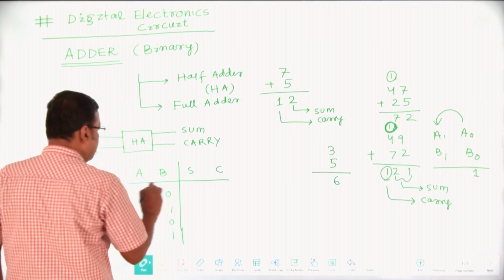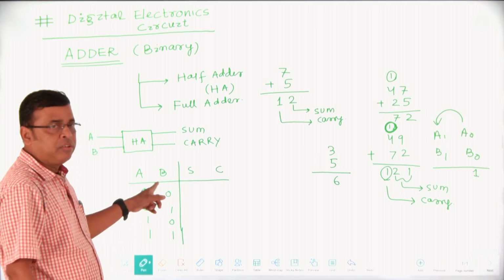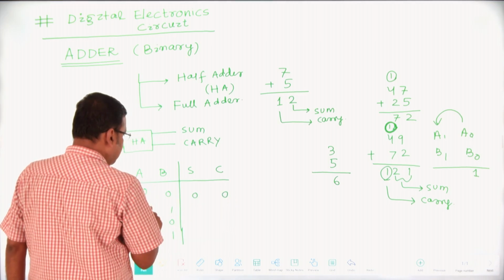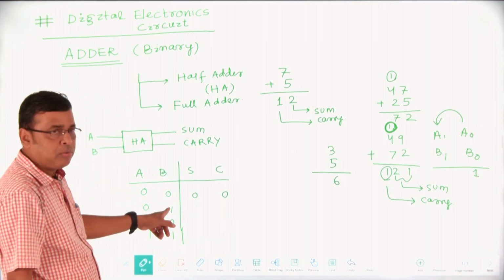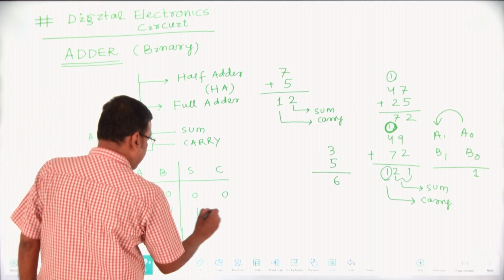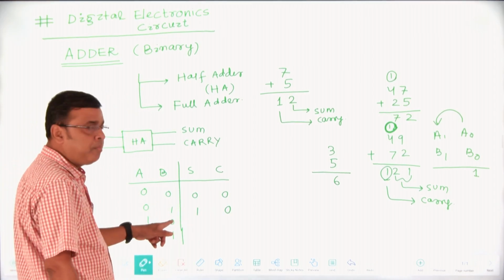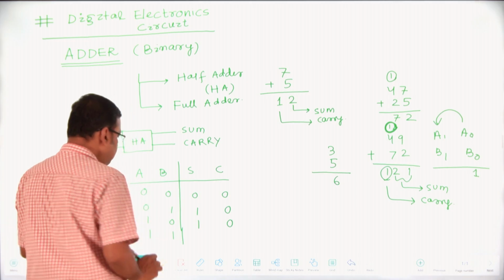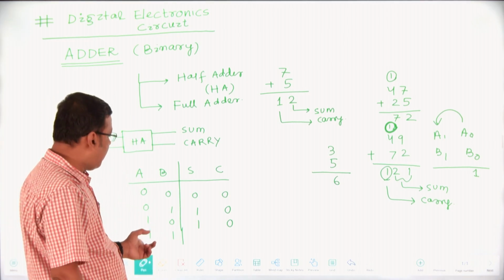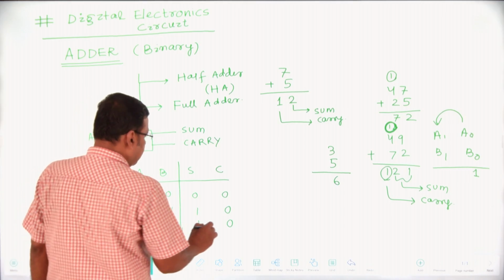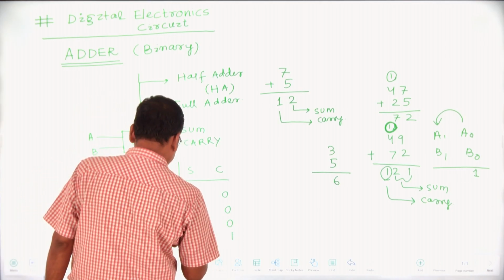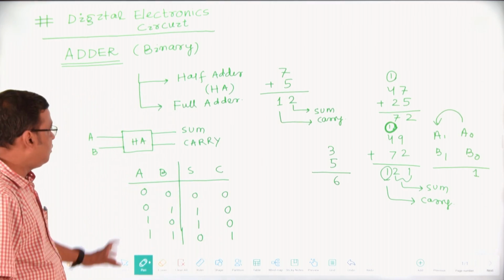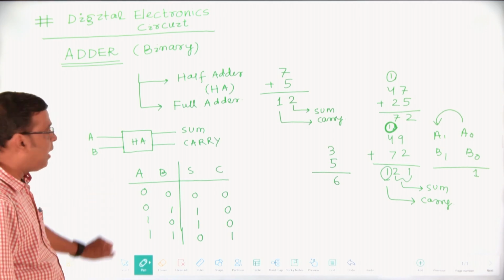If we add 2 bits A with B, 0 plus 0 is 0, that's why the sum is 0 and carry is 0 here. Here 0 plus 1 is 1, that is sum 1 and carry 0. Here 1 plus 0, the sum is 1 and carry is 0. And if I add 1 plus 1, the carry will be 1 and the sum will be 0. This is the logic truth table of the half adder.